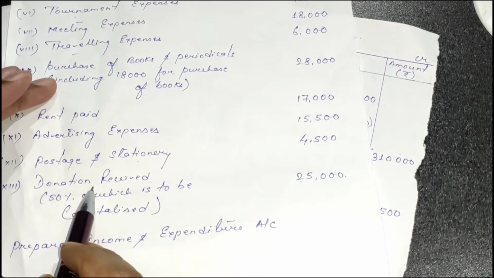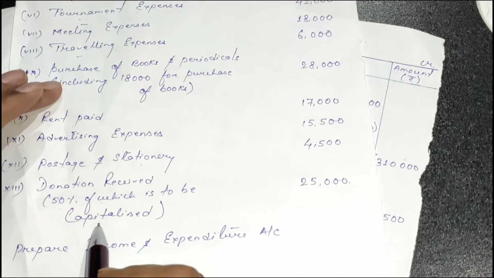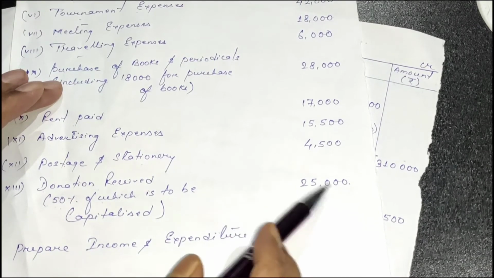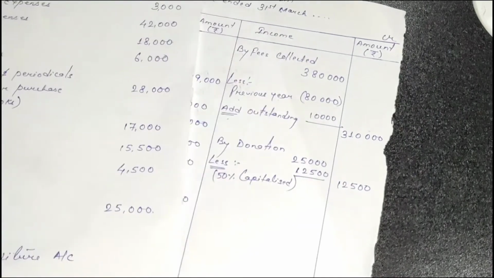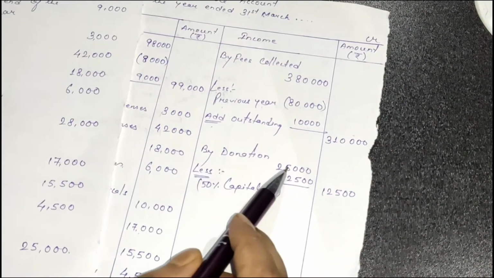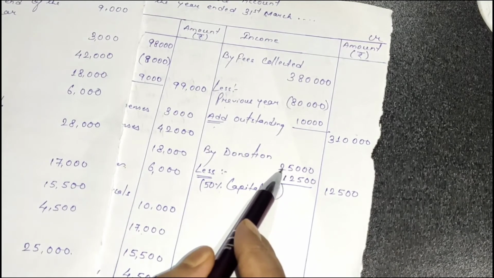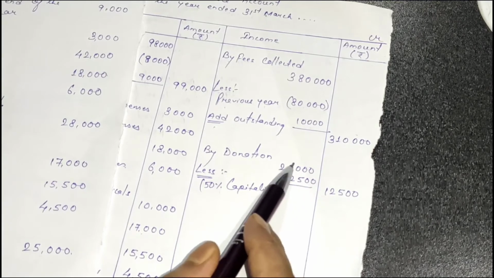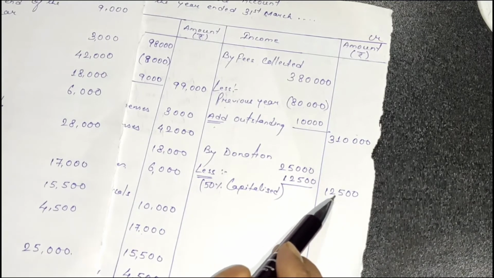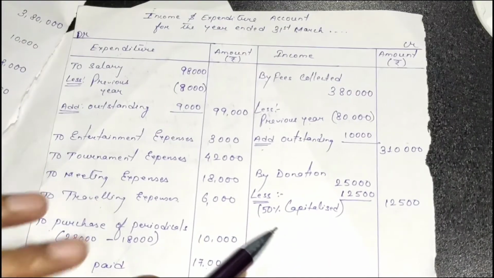It's a receipt, so it will come in the income side. But the thing is, student, remember that anything that is capitalized will be deducted. So out of 28,000, 50% will be deducted because it is capitalized. So I wrote here, by donation 28,000 less 50% capitalized. If you calculate 50% of this 28,000, you will get 12,500. Subtract it, you will get the amount 12,500 outside. Okay, so basically our sum is over.